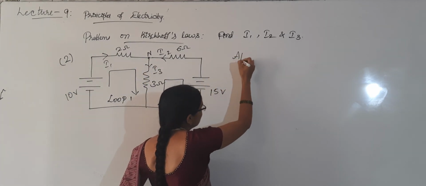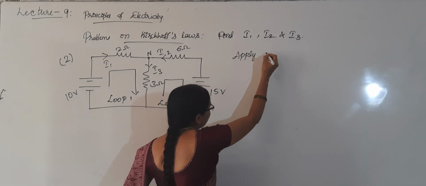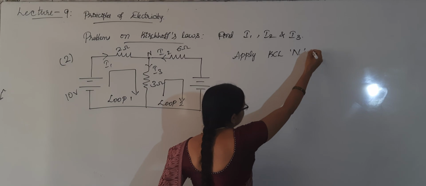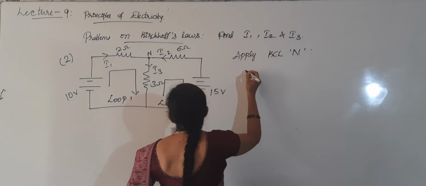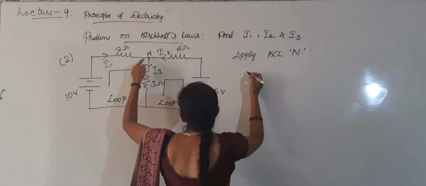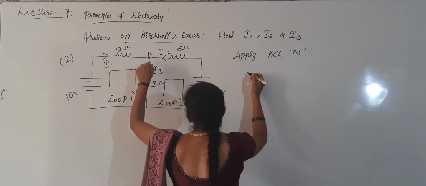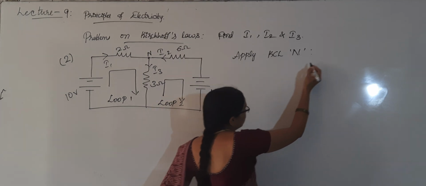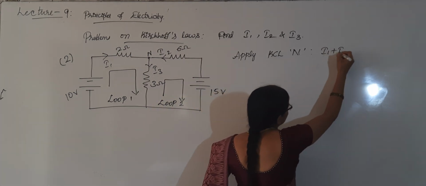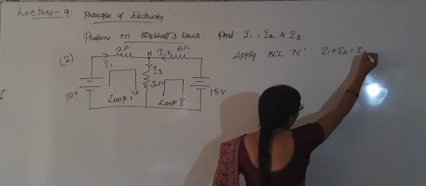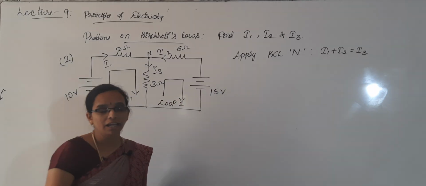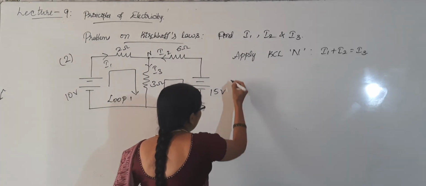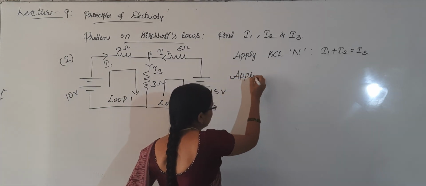According to KCL, apply KCL to node N. What happens? I1 is coming in this direction, I2 is also coming in this direction, and I3 is going out of the node. So I1 plus I2 is equal to I3. I1 plus I2 is equal to I3 is the KCL.